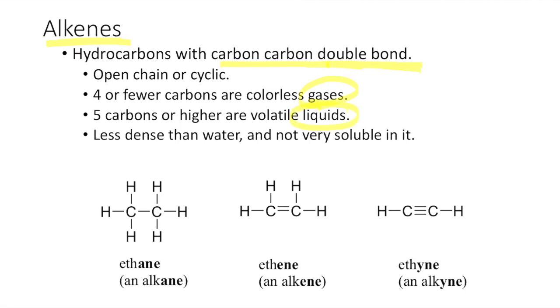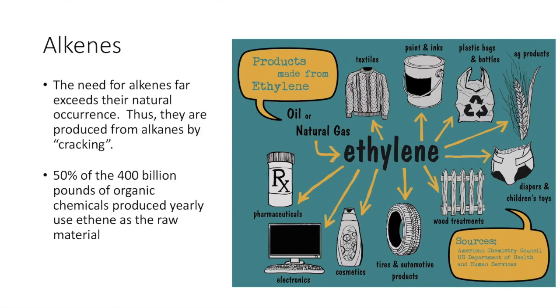So that would be butene or fewer would be gases, or pentene or higher would be liquids. They are also less dense than water and they are not very soluble in it. So you can see here is ethane, and with the double bond right here, we call this ethene.